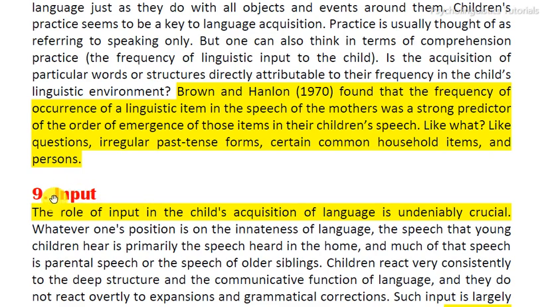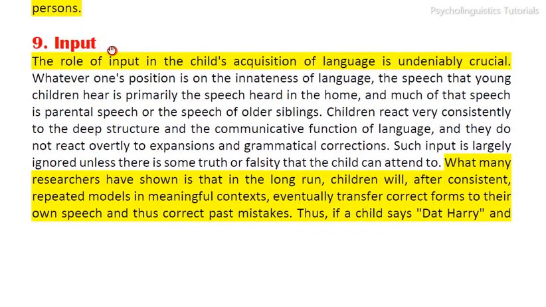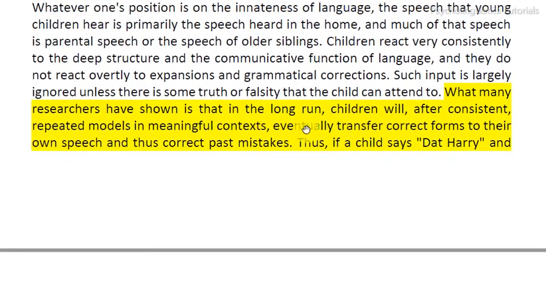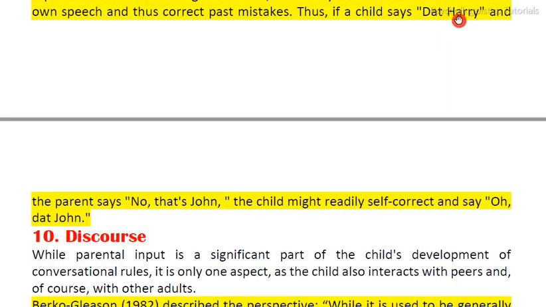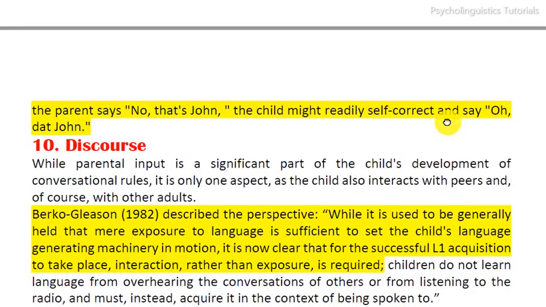Number nine is input. The role of input in a child's language acquisition is undeniably crucial. What many researchers have shown is that in the long run, children will, after consistent, repeated models and minimal context, eventually transfer correct forms to their own speech and thus correct past mistakes. Thus, if a child says that's Harry and the parent says no, that's John, the child might readily self-correct and say, oh, that's John.